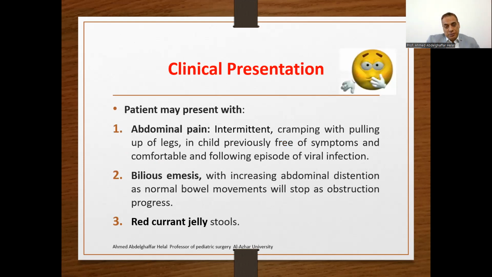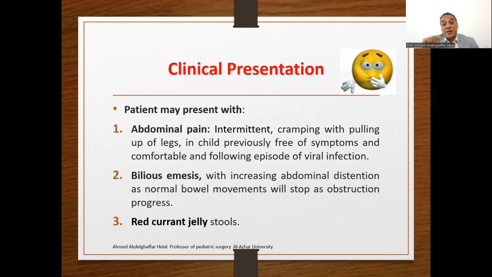Clinical presentation. The patient may present with abdominal pain, very common, intermittent, cramping pain with characteristic pulling up of the legs to the abdomen in a child previously free of symptoms and comfortable, usually following episodes of viral infection, as we say, maybe viral infection in the upper respiratory tract or gastroenteritis. So this is the first thing, abdominal pain.